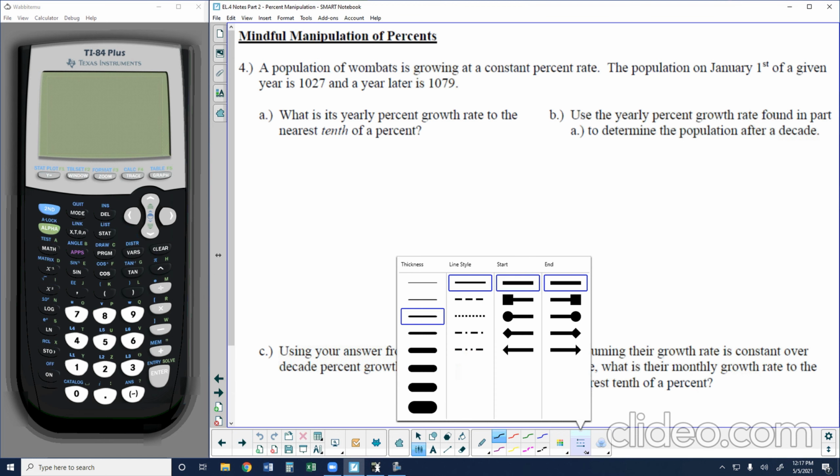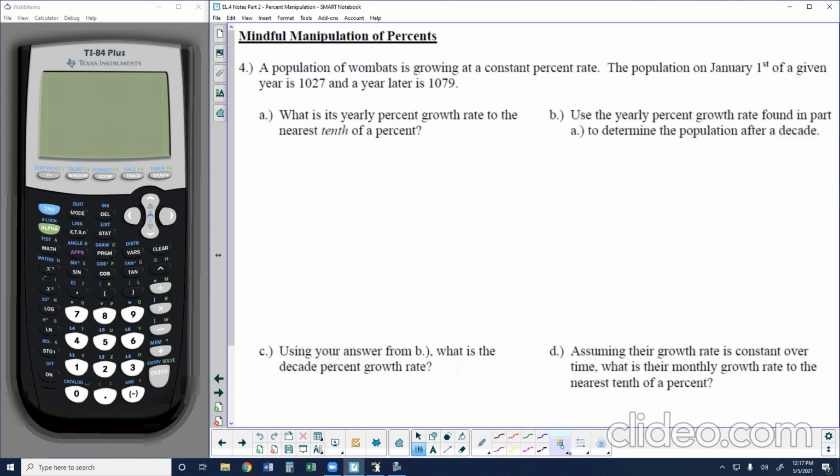Well, in this case, we can go back to a formula that we discussed in the first video dealing with constant growth, and that is Q of t, the quantity over time, is equal to Q sub 0, the initial quantity, times 1 plus or minus the rate, the percentage rate, to the t power, where t represents time. So for this problem, it wants to know what the percent growth rate to the nearest tenth of a percent is.